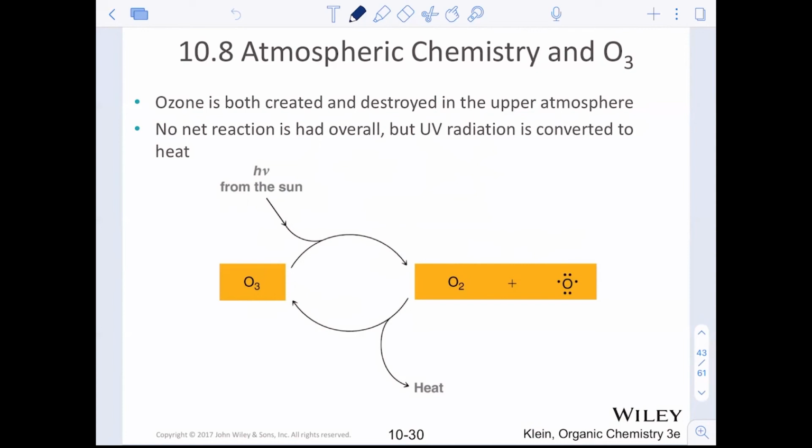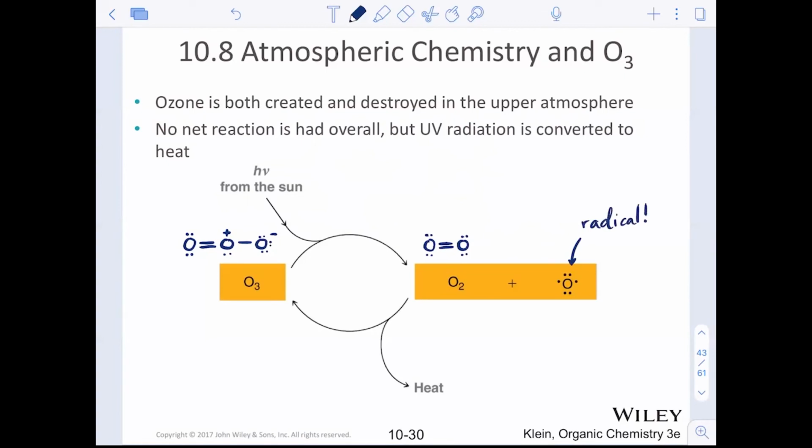Ozone, O3, is in our atmosphere. We've heard a lot about climate change, that ozone is being depleted, and ozone is an important aspect for our environment. Why? Well, because ozone is both created and destroyed in the upper atmosphere via a radical mechanism. O3 can actually decompose into oxygen gas, O2, and an oxygen radical. Woohoo, a radical.